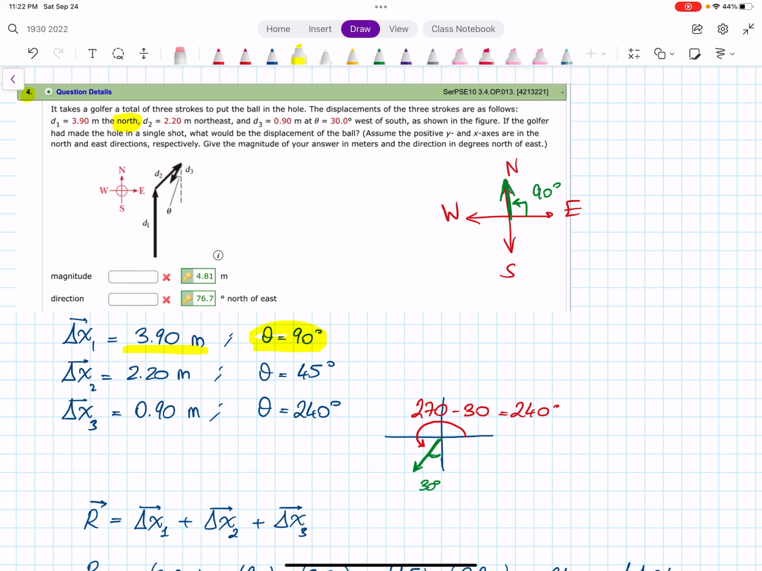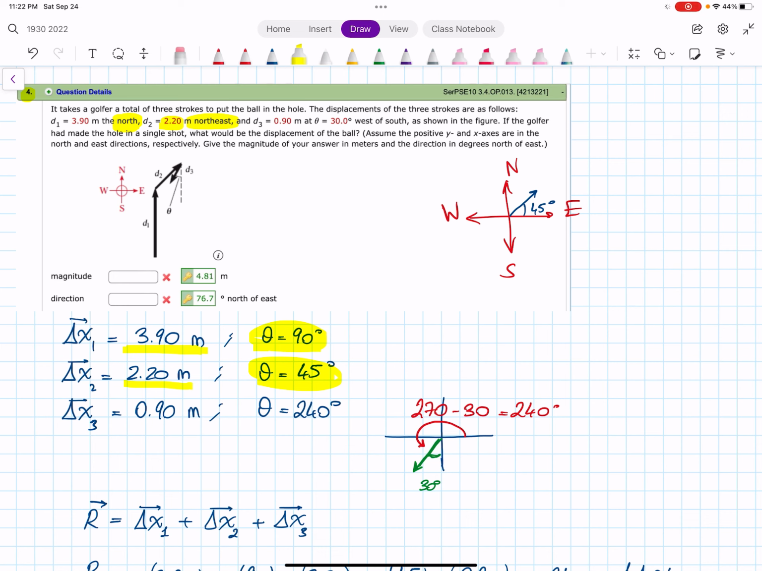The second displacement vector tells you what? 2.2 meters, write it down, and the angle is northeast. North of east. What is that angle? Northeast is 45 degrees. On the day of the exam, the angles will be given to you explicitly.